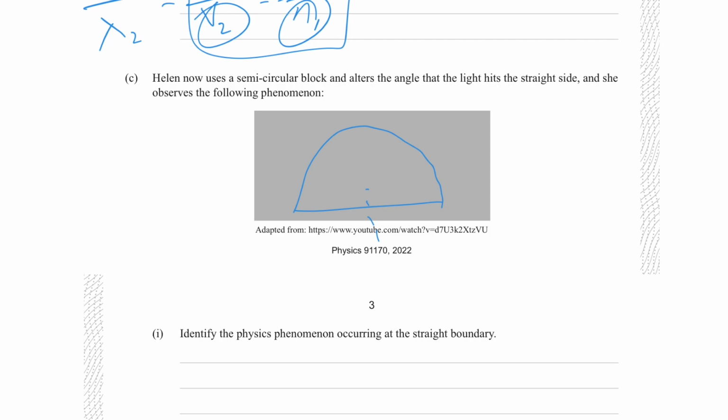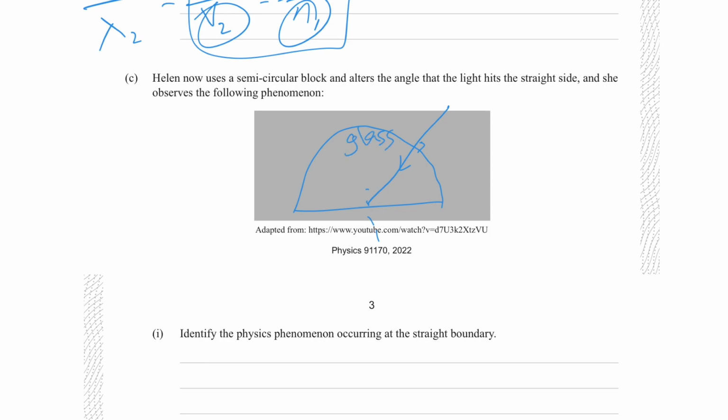You have your incident ray coming in directly at a tangent to the surface, so there's no refraction going into the glass. This would be the glass or the perspex.